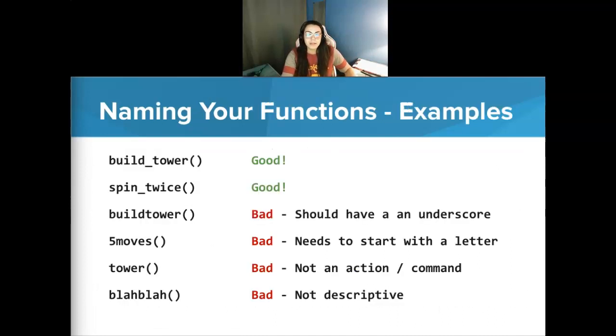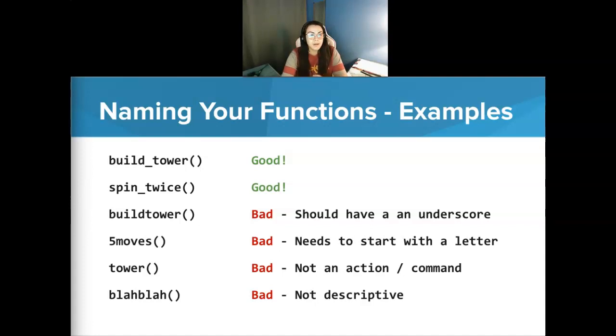So here are some examples: build_tower, spin_twice, buildtower, 5_moves, tower. At the top here are some examples of good function names. They are all lowercase, there are no spaces, words are separated with an underscore, the first word is an action verb, and it is giving a command.